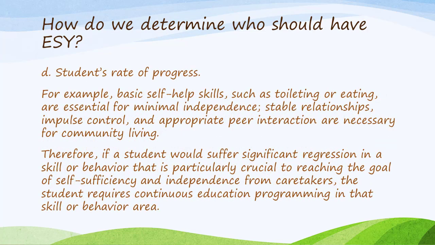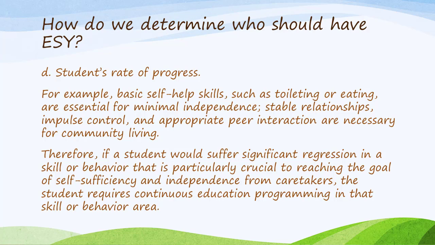We also need to consider students' rate of progress. So for example, basic self-help skills such as toileting or eating are essential for minimal independence. Stable relationships, impulse control, and appropriate peer interactions are necessary for community living. Therefore, if a student was to suffer significant regression in a skill or behavior that is particularly crucial to reaching the goal of self-sufficiency and independence from caretakers, the student requires continuous educational programming in that skill or behavior area.